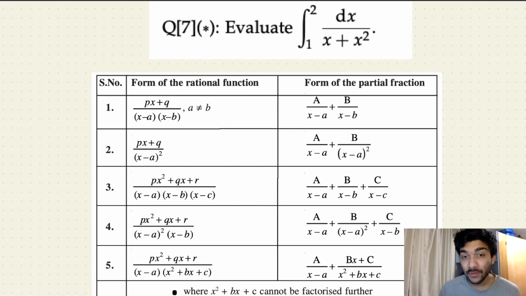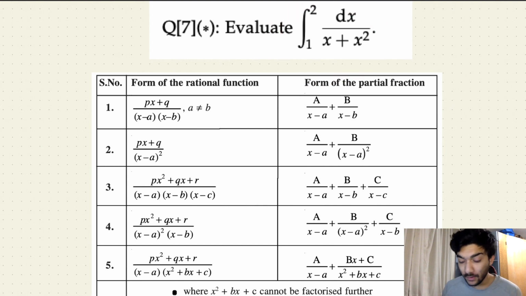So let's continue our previous videos on partial fractions and do one more question of this form when we have factored out terms in the denominator. In this question, we'll solve for this integral over here, and you can clearly see that in the denominator you have an x plus x squared term, which can be easily factorized to x times x plus 1.